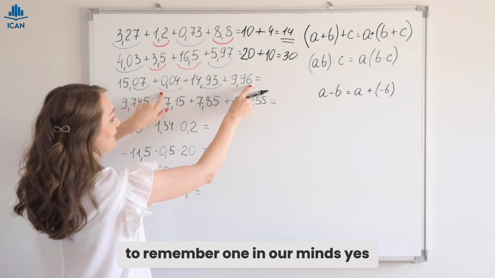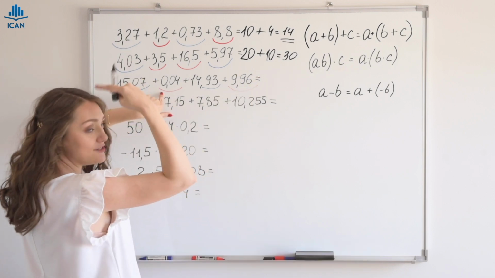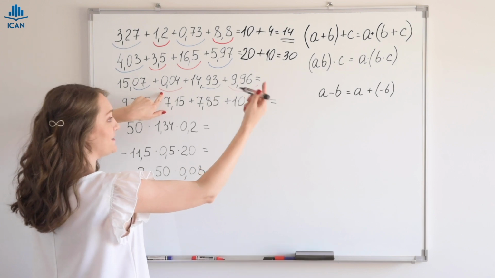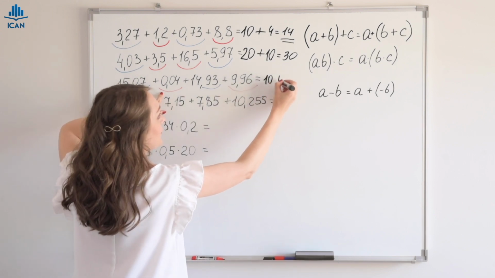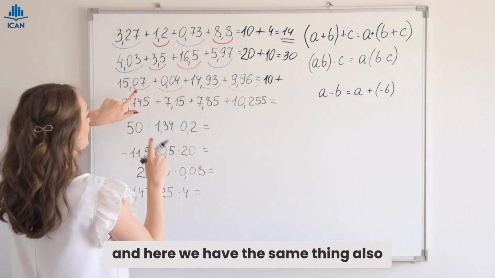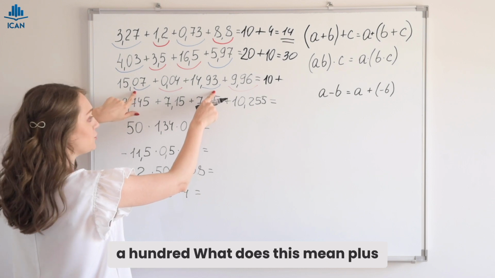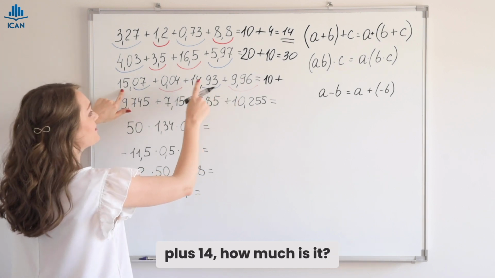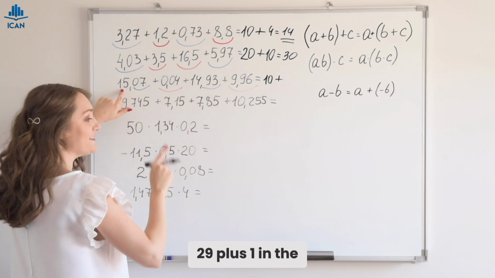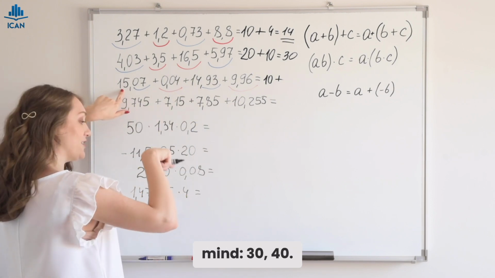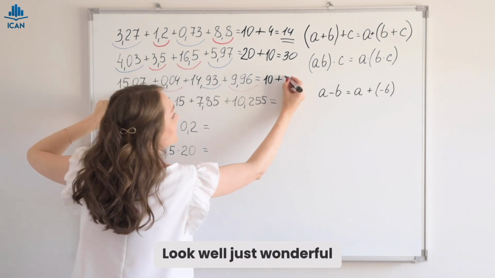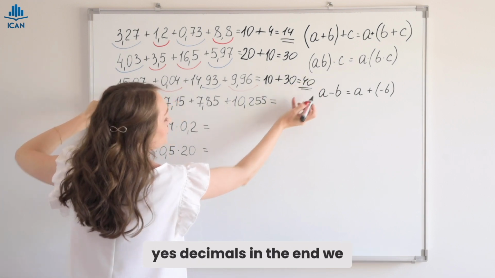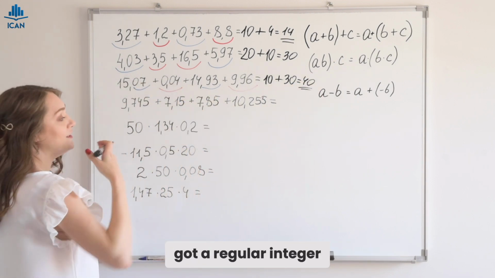We need to remember 1 in our minds, yes. 0 plus 9. How much is 9 plus 1? 10. Add, and here we have the same thing, also 100. What does this mean, plus 1 in the mind? Yes, we have to add 15 plus 14. How much is it? 29 plus 1 in the mind. 30, 40. Look, well, just wonderful. We had some incredible fractions here. Yes, decimals. In the end, we got a regular integer.